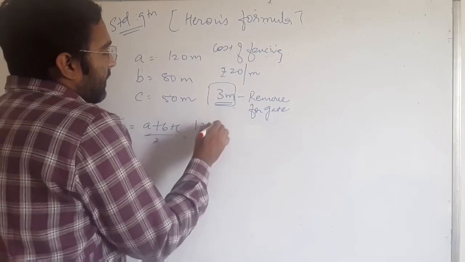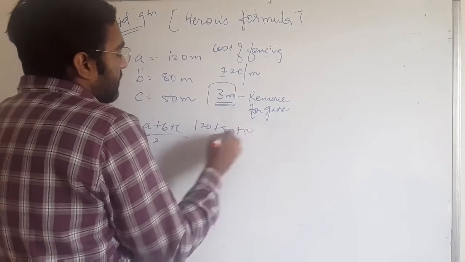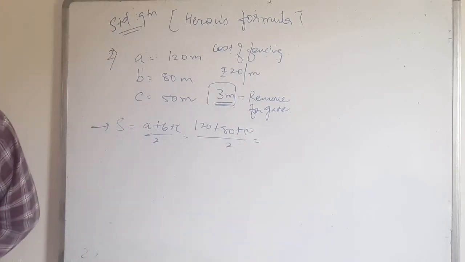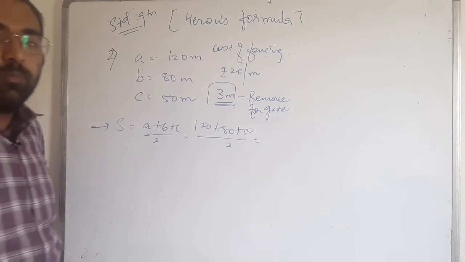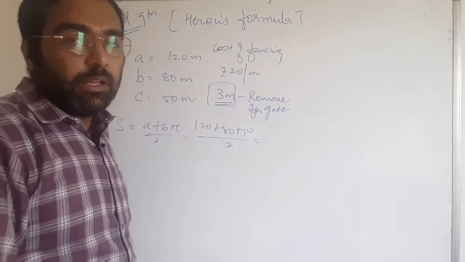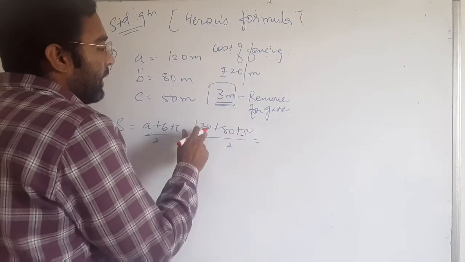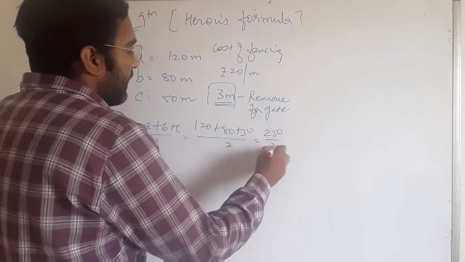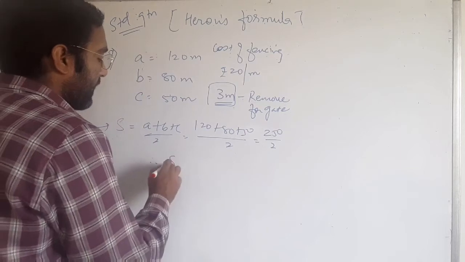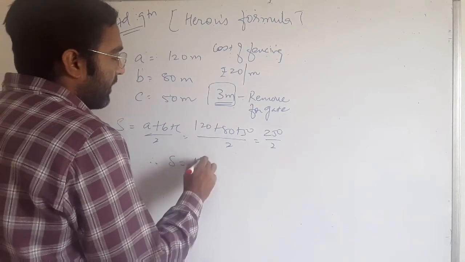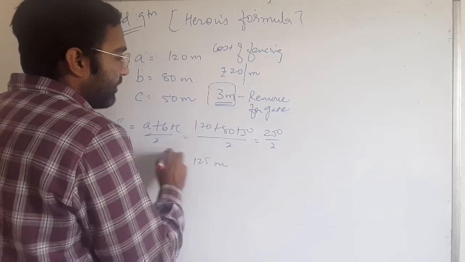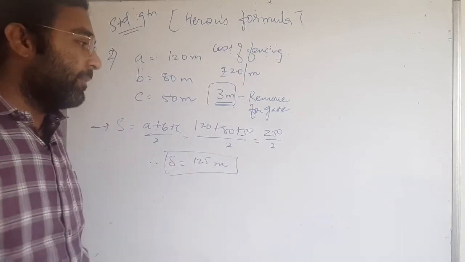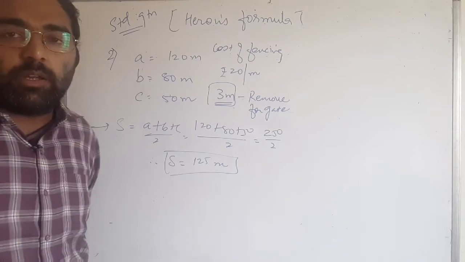that is 120 plus 80 plus 50 by 2. So my answer is 120 plus 80, that is 200, 200 plus 50, that is 250, 250 by 2. So my semi perimeter S equal to 125 meter. My semi perimeter is 125 meter, okay, clear.